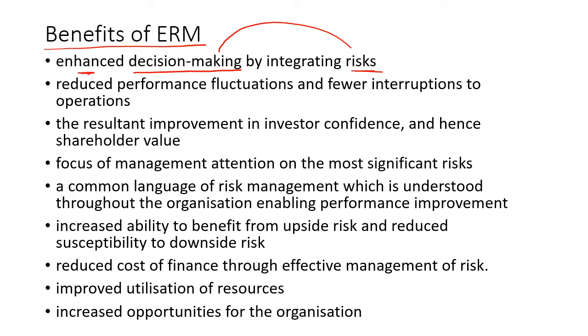It reduces performance fluctuation and gives fewer interruptions to the operation. So if you consider the risk part in your decision, your performance fluctuation will be less. Sometimes you have good profit, sometimes you have less profit, so this fluctuation will be reduced, and in place of that it may be steady.